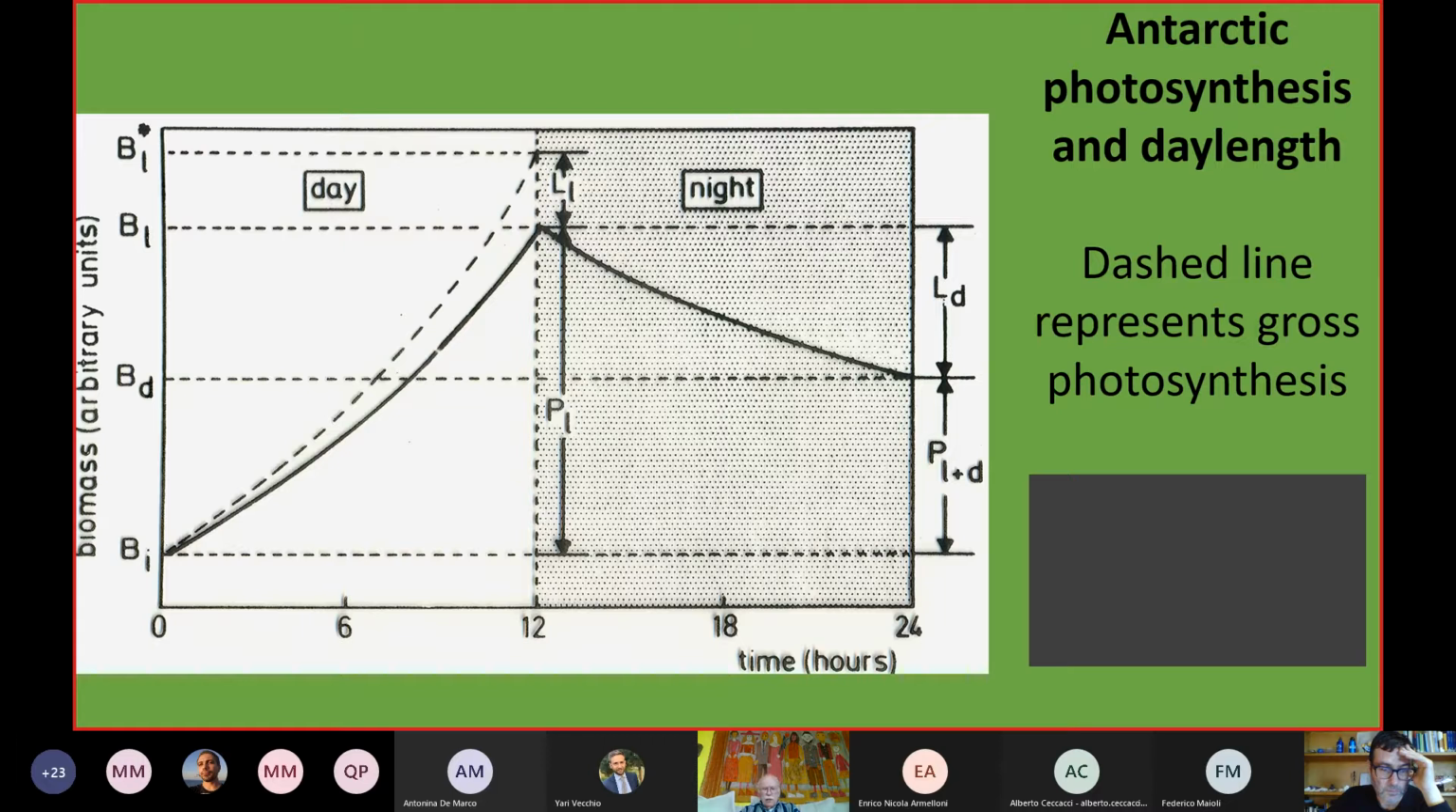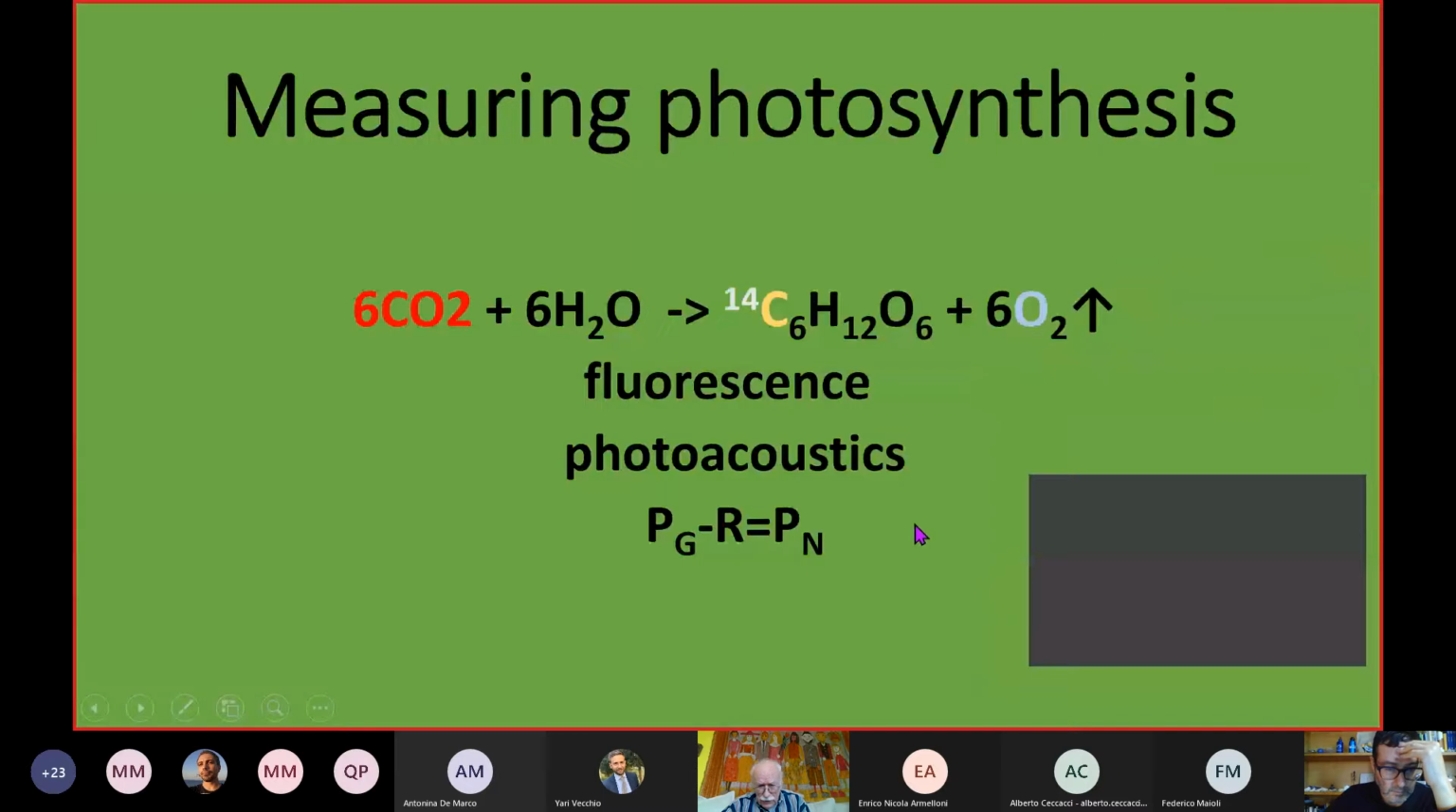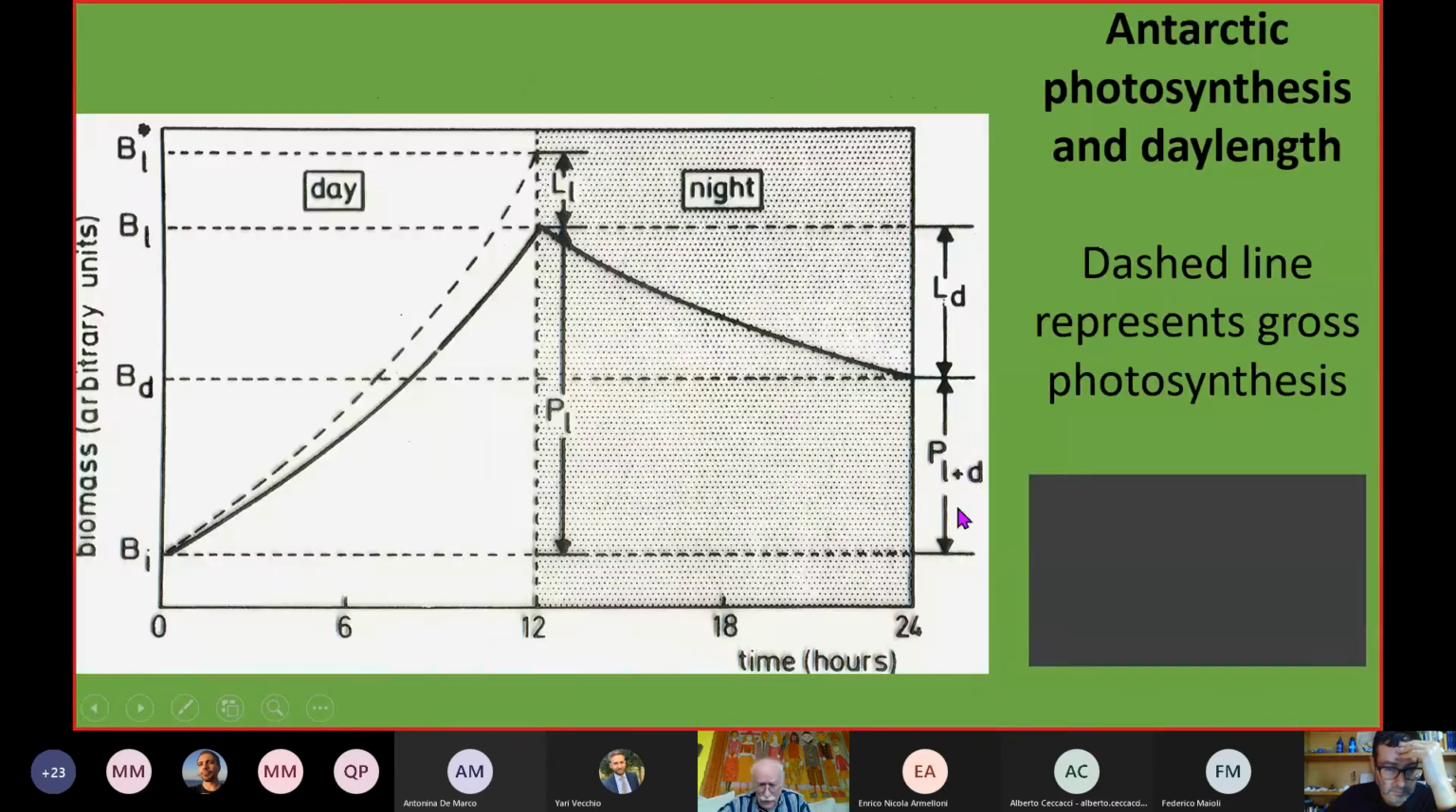But imagine now that you had, for example, only 6 hours of light. Then, can you see the arrow? Can you see the arrow? Yes. The photosynthesis would have stopped here, and then respiration would have been going like this, which means we would have ended up with less biomass than we started.